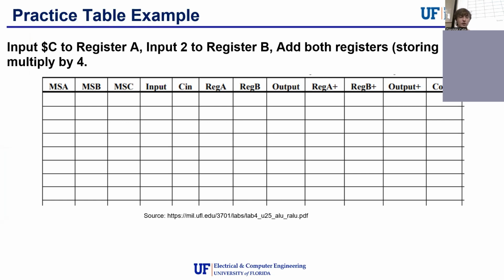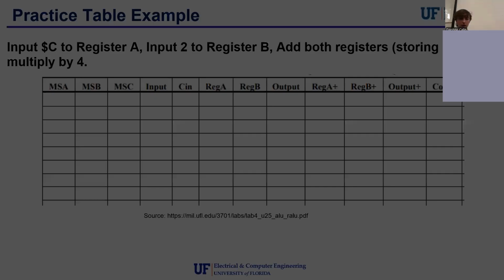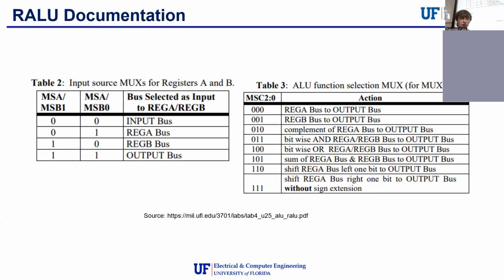The first thing I want to say is that the dollar sign in front of the C represents this as a hexadecimal number. So when he says use input of $C, he's just saying input C in hex, and by now you should all know how to represent letters in hexadecimal. Then input $C to register A, input 2 to register B, then add both registers and store in B, and lastly multiply by 4. If we go to the next slide real quick, we have this documentation, which shows the mux select lines and their purpose, as well as the mux select C lines and their purpose.